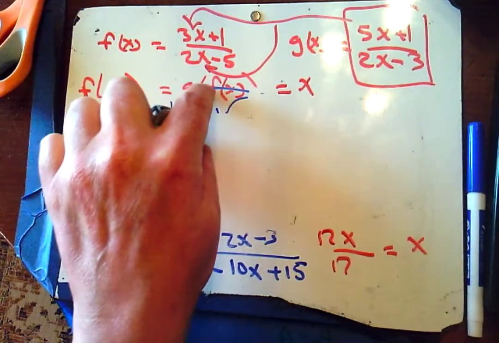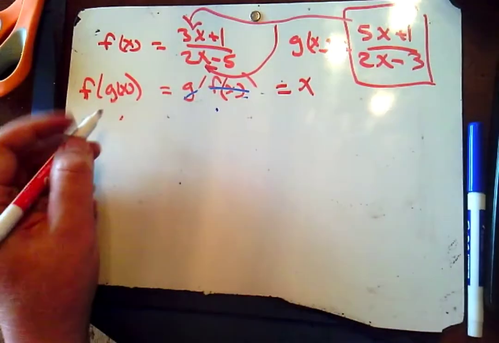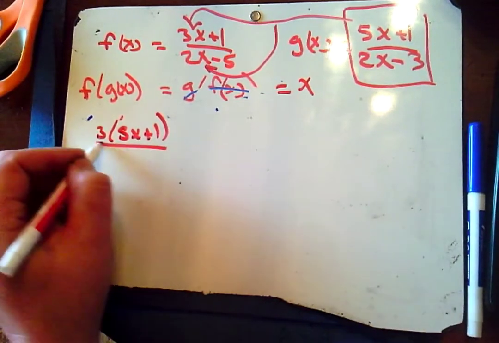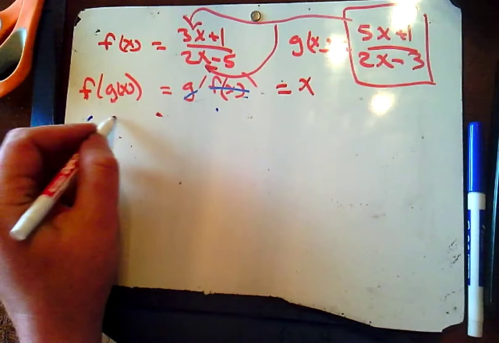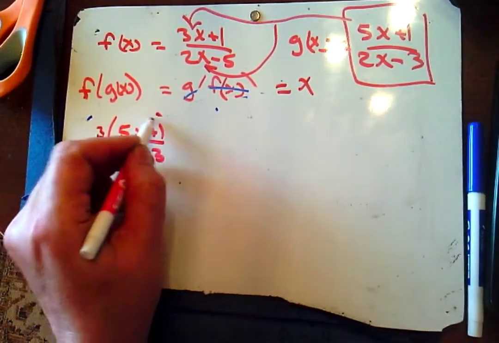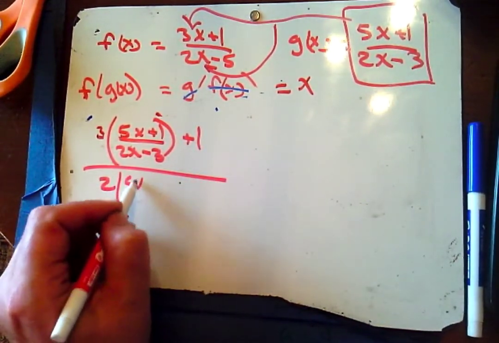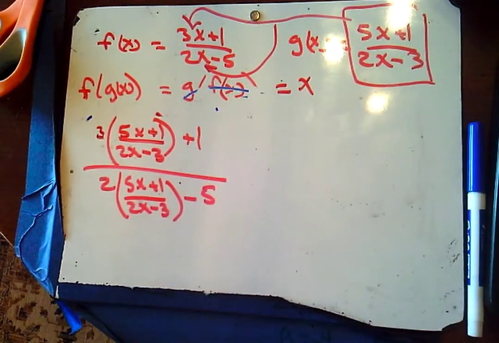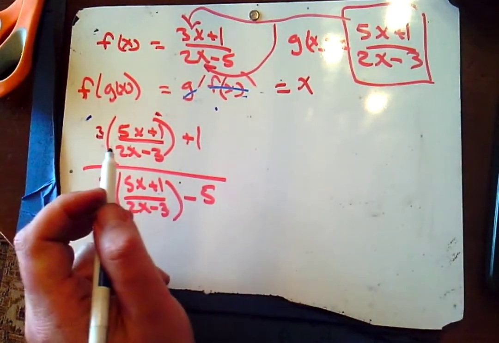Before I ask you to do that, I'm actually going to show the other way to do this problem that I mentioned originally. 3 times (5x plus 1 over 2x minus 3) plus 1, over 2 times (5x plus 1 over 2x minus 3) minus 5. So even though I prefer doing it that first way, I notice that most students do this.